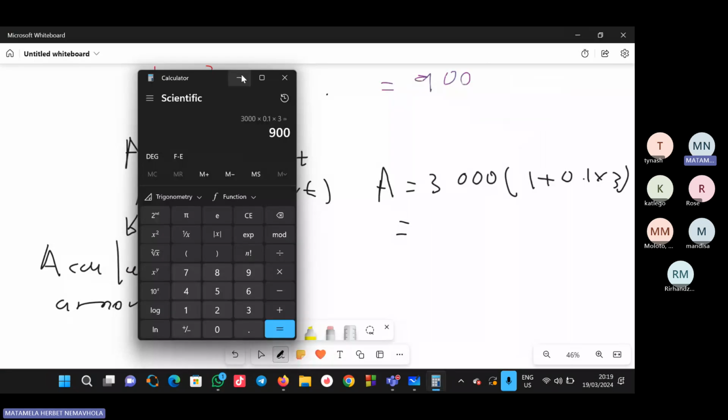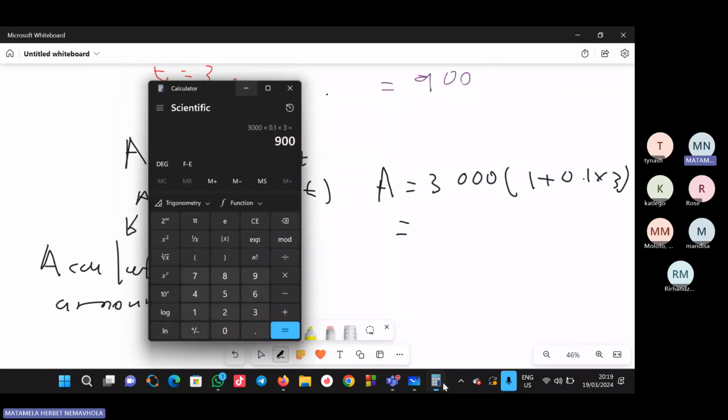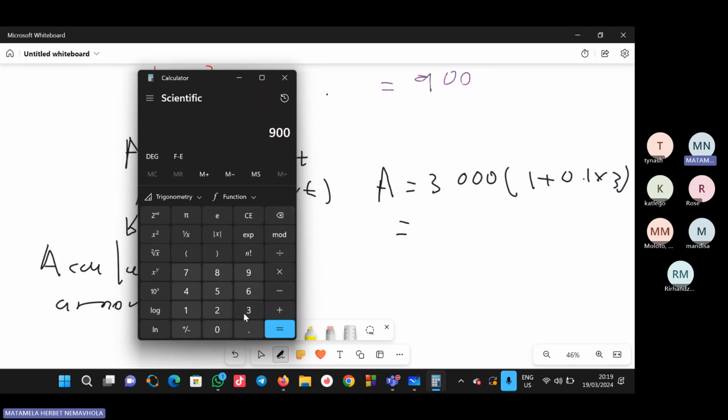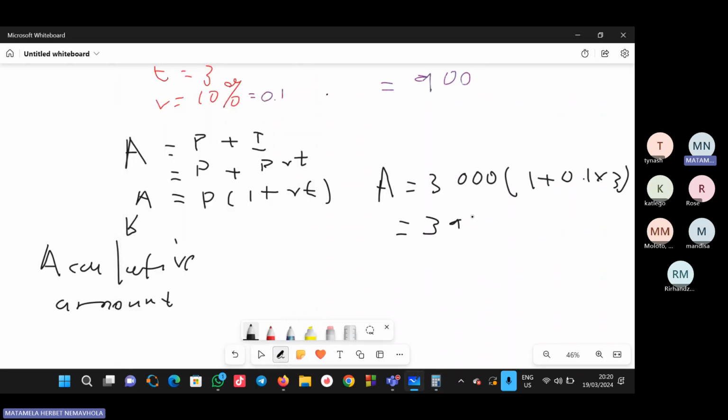You can use a calculator. Let's say you have 3,000 there, then in brackets, if you are using a scientific calculator, brackets 1 plus 0,1 multiplied by 3, close brackets. Then you will see that the answer we get is 3,900. And if you add 3,000 plus 900 that we got, you will see that you get 3,900. So that's how you calculate the accumulative amount.